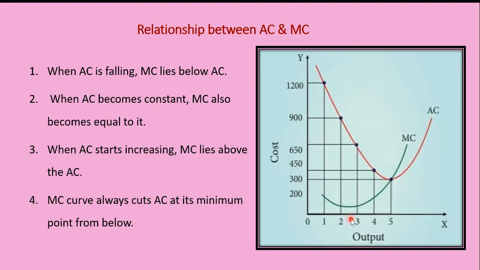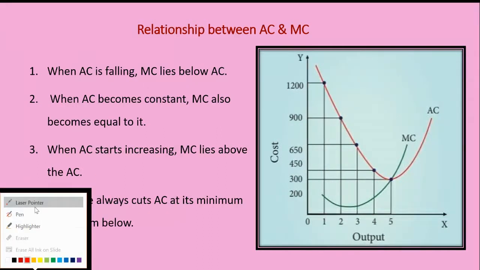On the x-axis, we have plotted the output, and on the y-axis, the cost is plotted. We have two curves here, the average cost curve, the red color curve, and the marginal cost curve, the green color curve. So what is the relationship between the AC curve and the MC curve? First point, when AC is falling, MC lies below AC.